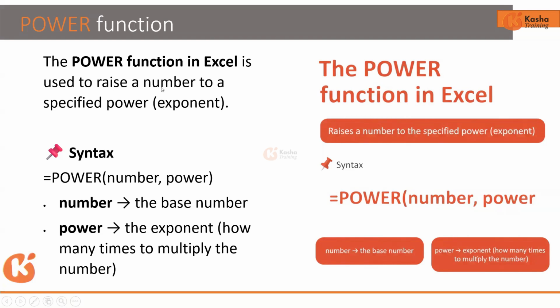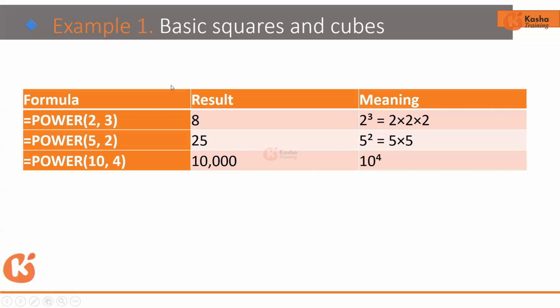Now we'll see certain examples of how we can raise a number to a certain exponent. This is the syntax we use for the POWER function: there is a number and the power, which tells to what exponent you want to raise it. Example one is basic squares and cubes. If you give this formula with 2 raised to the exponent of 3, it means 2 into 2 into 2, so the result is 8.